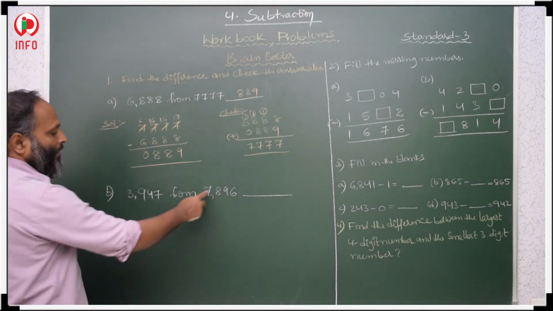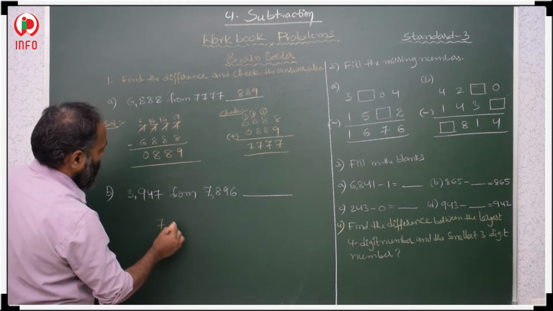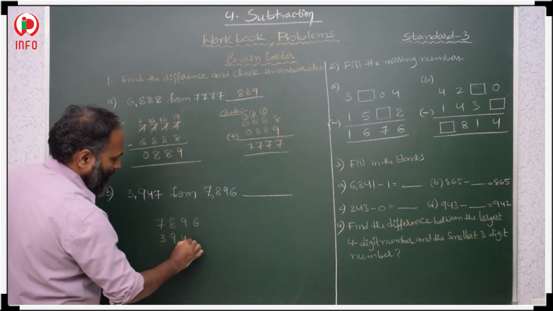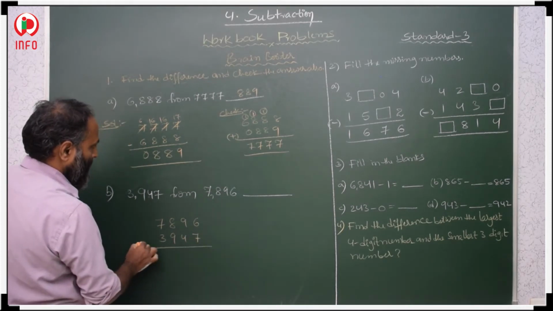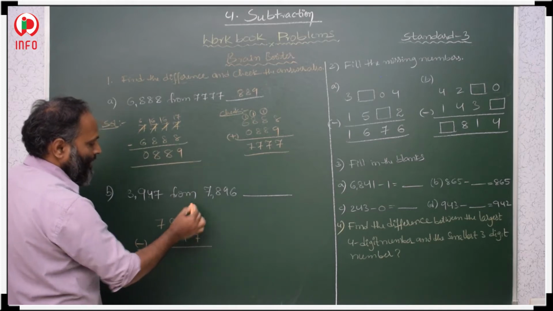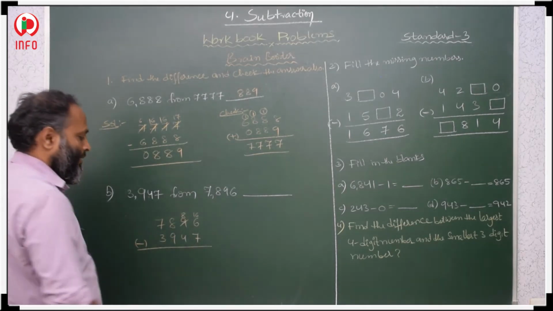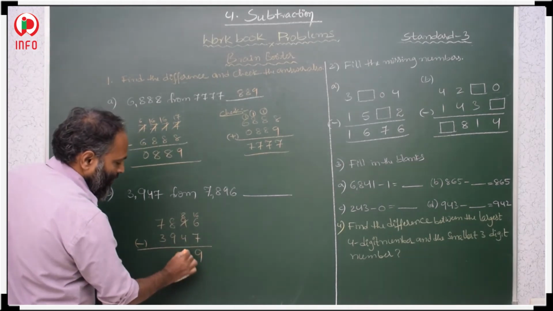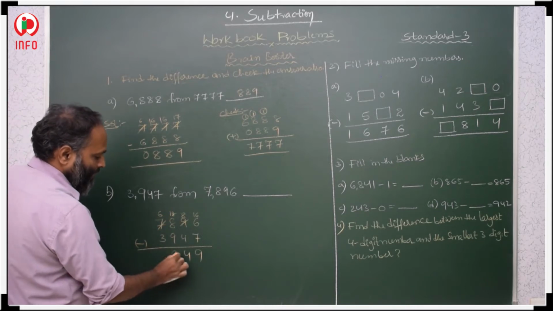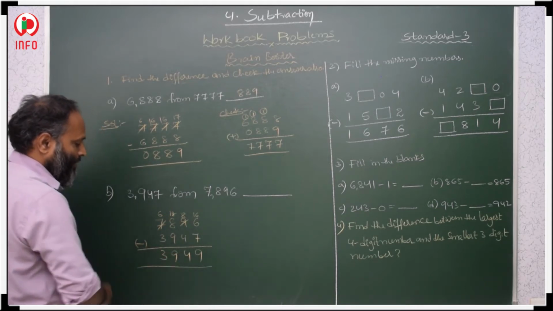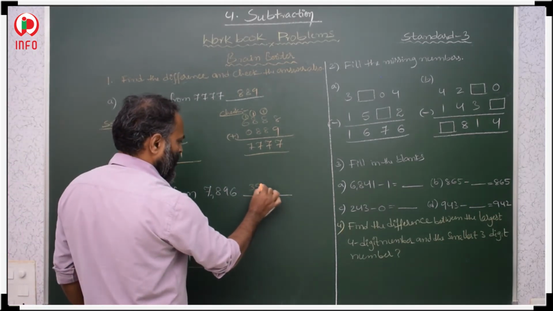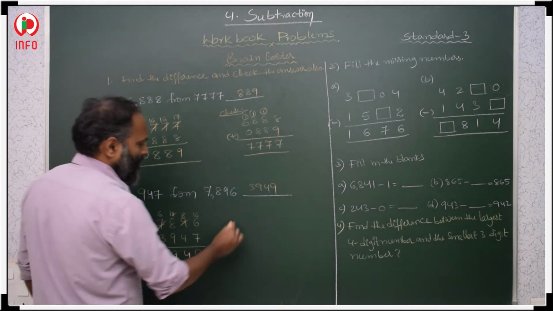Now this one also. First we have to take 7,896 and 3,947. Then minus. 6 minus 7 is not possible, so borrow, 16 and here 8. 16 minus 7 is 9. 8 minus 4 is 4. Borrow from here, 18, 6. 18 minus 9 is 9. 6 minus 3 is 3. Then check. Your answer is 3,949. Check.